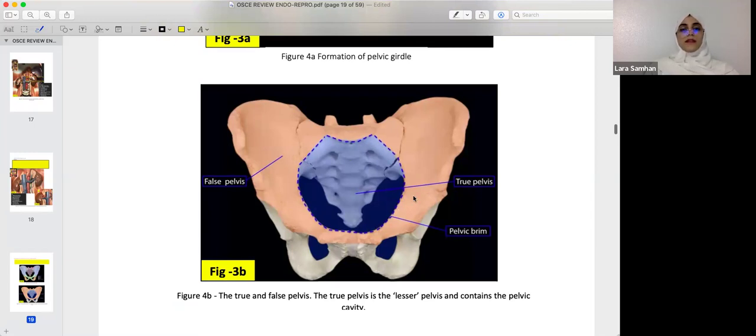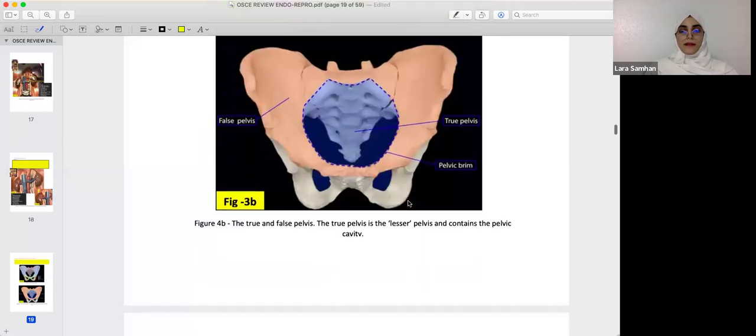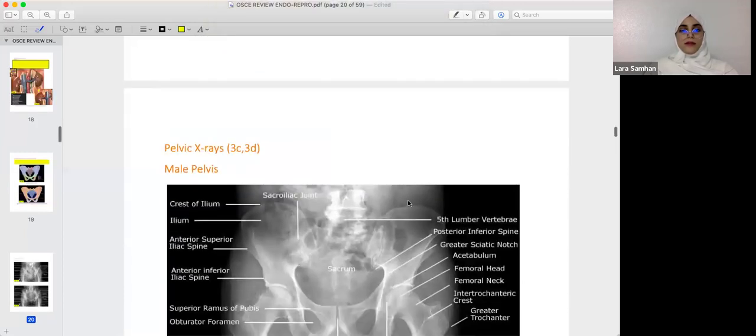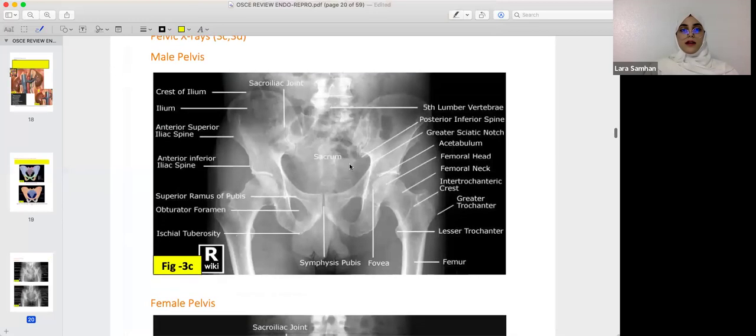As we said, the difference between the male and the female pelvis is that the female pelvis is wider, compared to the male pelvis, which is longer. And why do we have differences between the female and the male pelvis? Because the female pelvis, during carrying the baby and during labor, facilitates an easier labor of the baby.